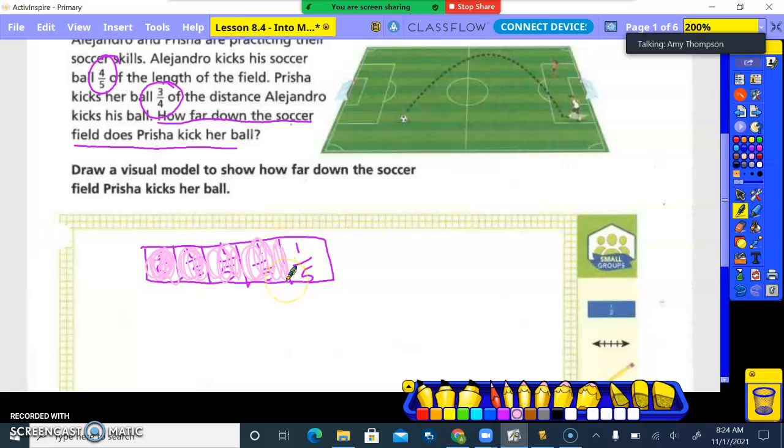Okay, so then of that 4/5, what does she do? 3/4. So do we already have 4 pieces? Yes. So then she technically only uses this part, right? For the 3/4. Okay, so this right here is Alejandro, and this right here is Prisha, right? She uses 3/4 of, oh yeah, 3/4. Sorry guys, I went too far.